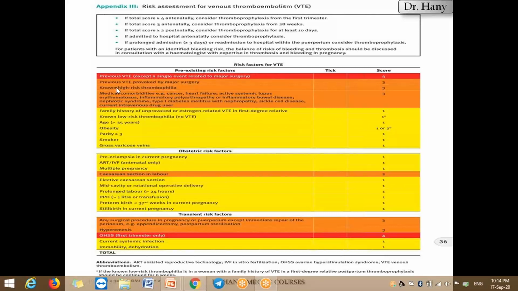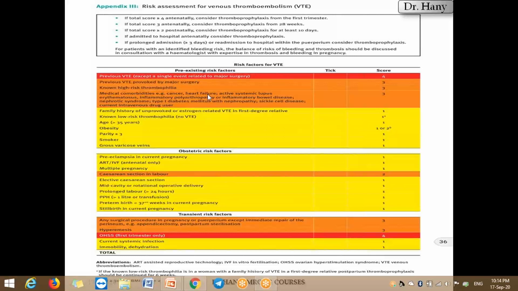Any previous VTE alone, unprovoked, without any surgery, score 4, gives you antenatal and 6 weeks postnatal. The intermediate, 3. Provoked VTE with surgery, 3. Antiphospholipid syndrome. The woman has systemic lupus erythematosus, cancer, heart failure, active systemic lupus erythematosus, unknown high-risk thrombophilia, inflammatory bowel disease, diabetes with morbidity. Antiphospholipid syndrome is antenatal for recurrent abortion. Low molecular weight heparin plus aspirin have a special criteria.